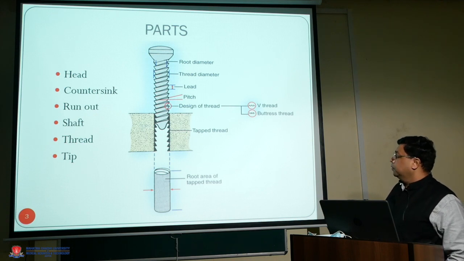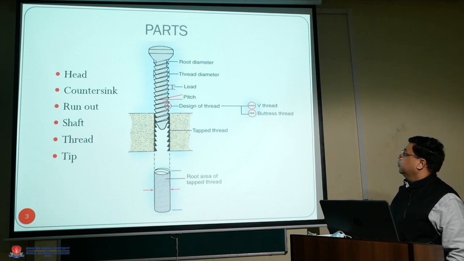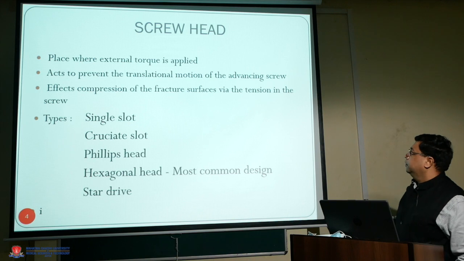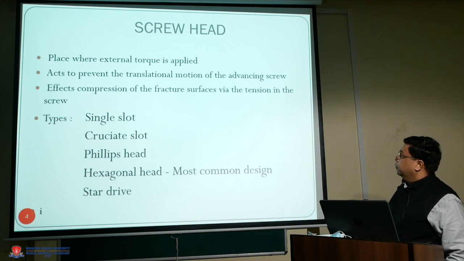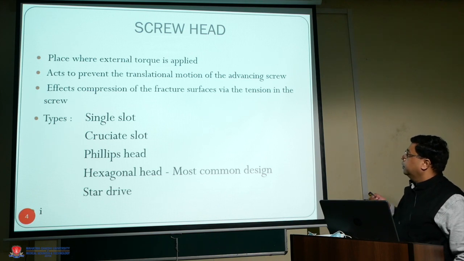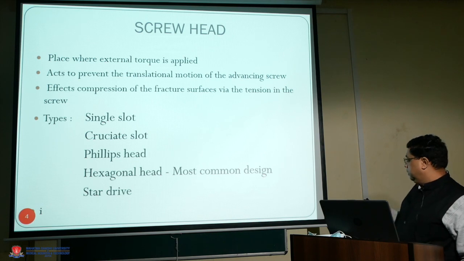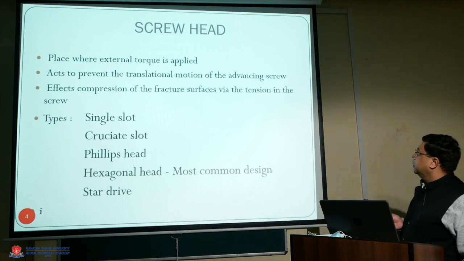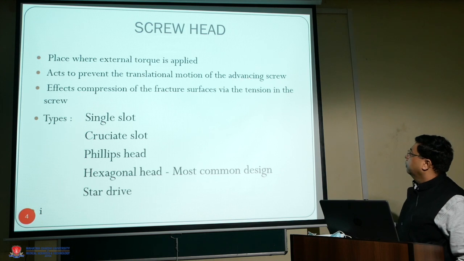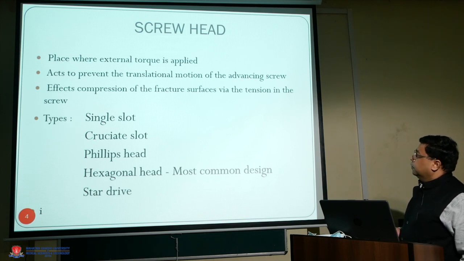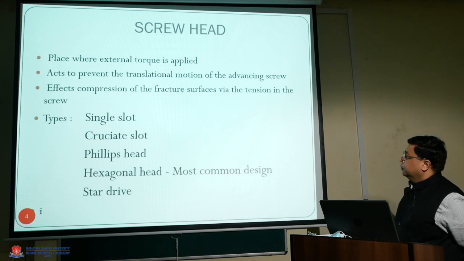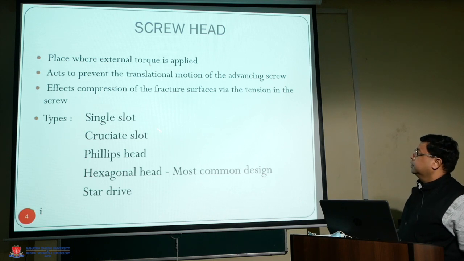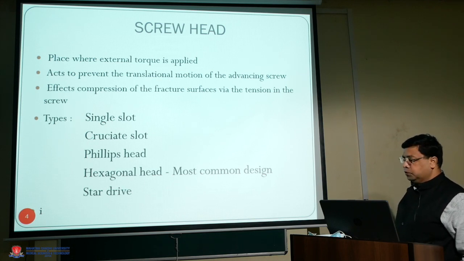So in osteoporotic bone of old age, we can get maximum purchase. The screw head is larger than the core of the screw, so it does not sink into the drilled hole, and it does not go inside the plate hole either. It acts to prevent the translational motion of the advancing screw. There are many types of slots in the head so that we can rotate the screw. There is a single slot, cruciate slot, Phillips head, and the hexagonal head is the most common type.